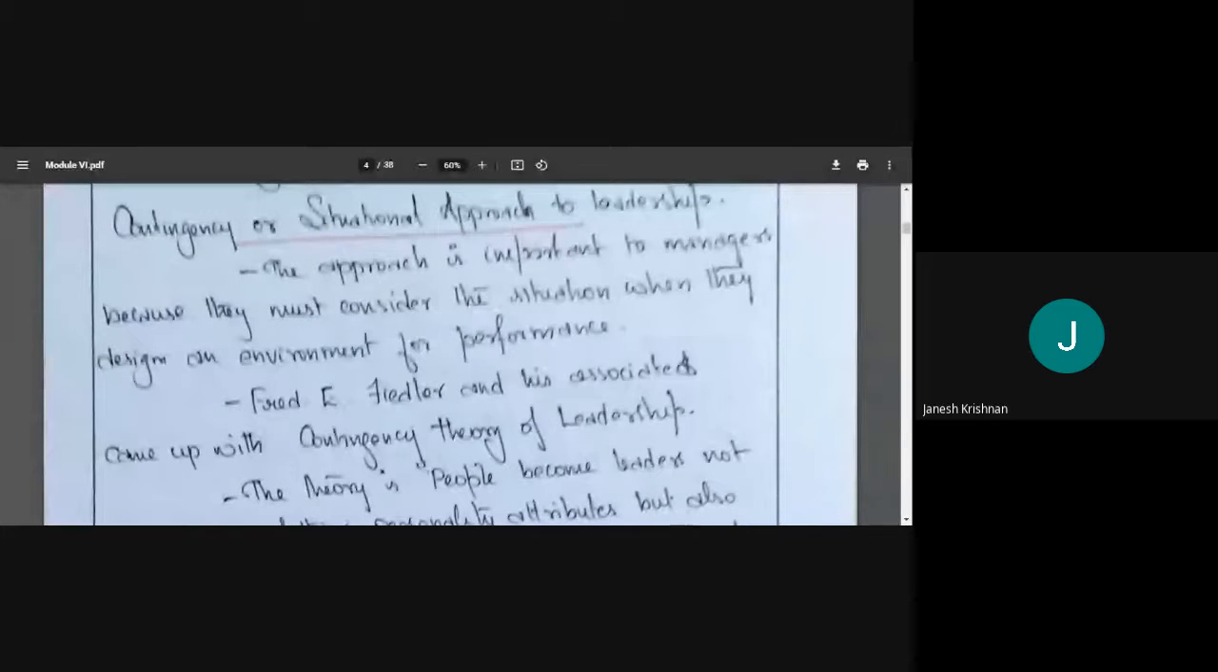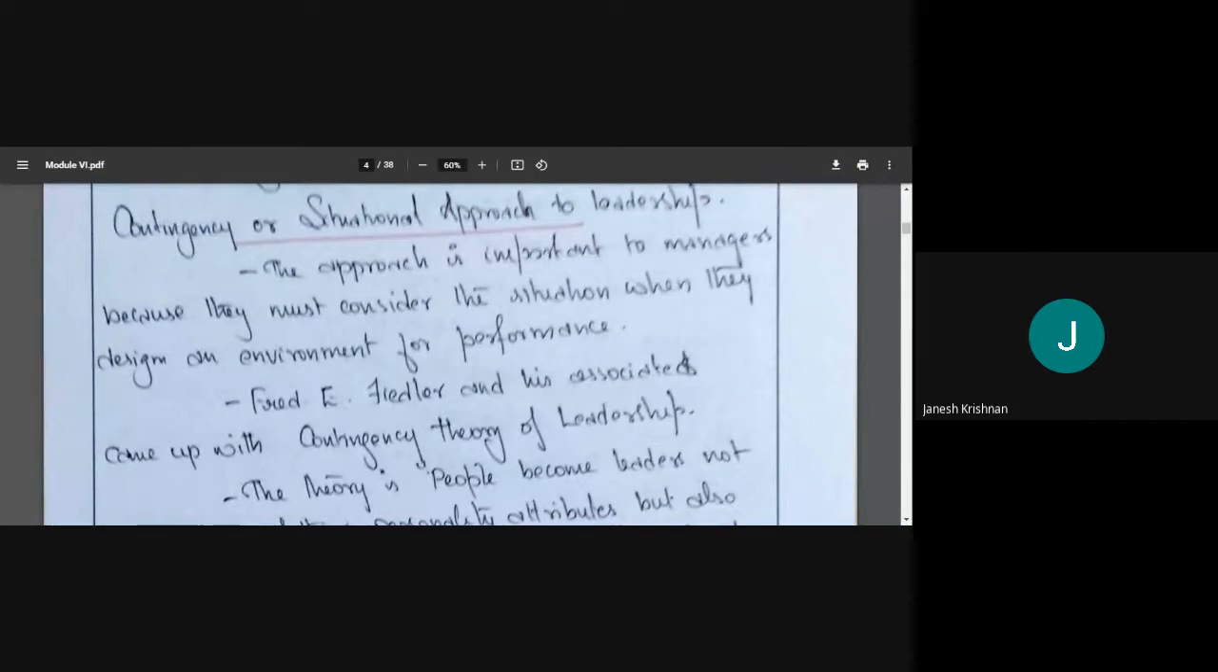Okay, so we'll start, right? So we were discussing leadership, right? What is leadership? How does it benefit us? And what are the different approaches to leadership? So what is leadership?